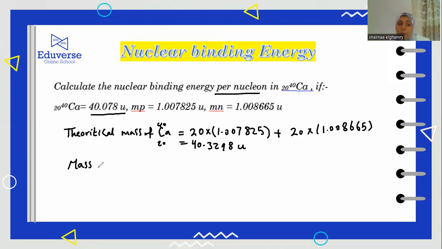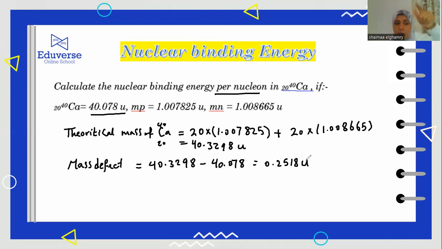So the second step, I'm going to calculate what? Mass defect. The mass defect equals the theoretical mass, which is 40.3298, minus the actual mass, which is 40.078. So I'm going to use my calculator to get the result. Minus 40.078. So it equals 0.2518 atomic mass unit.